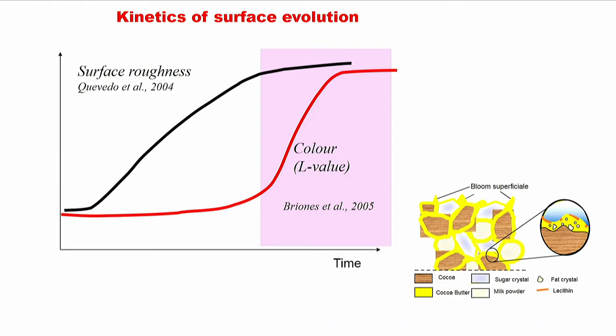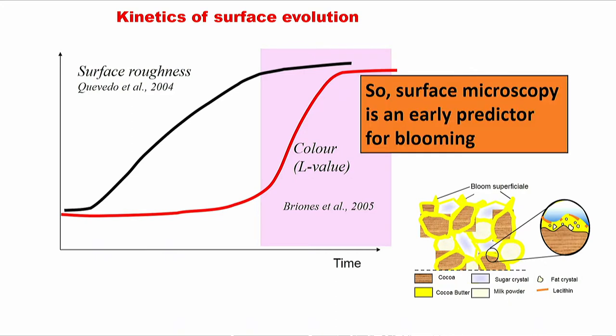If you look at the surface roughness, like with a microscope, maybe atomic force microscope is better because you want to go in details, you see the surface roughness starts to develop early, and this is due to the migration and recrystallization of the surface. And when the crystals are very small, they don't scatter light effectively, very little scattering, so the surface is still shiny. But as they grow, the surface starts to become rough and scatters light, and the blooming appears.